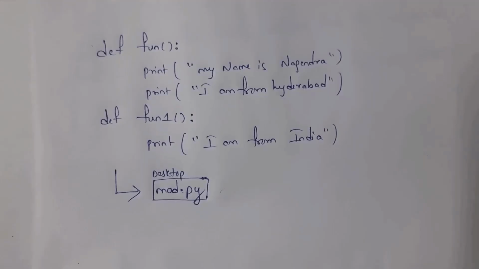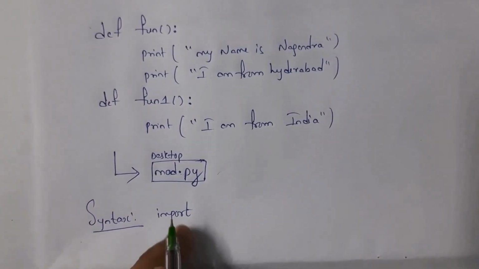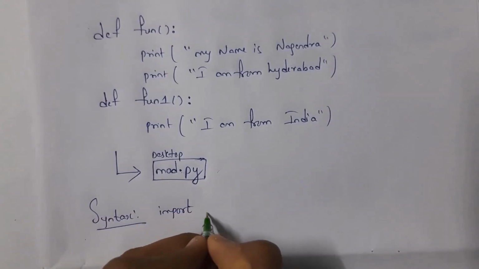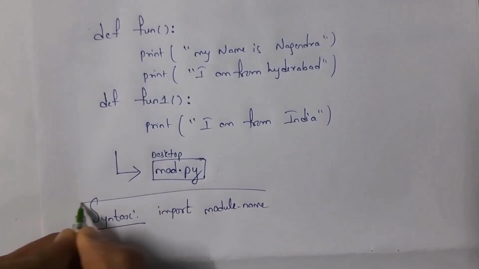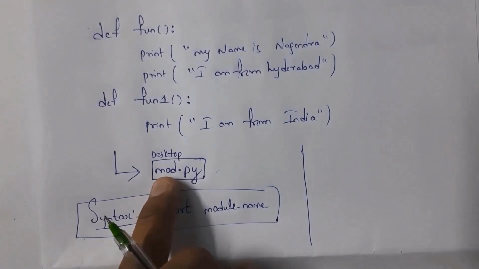After creating a module, we need to import it. By using the import keyword, you can import any module. This is the syntax: write the import keyword and then write the module name. So this is my file. I created this file in the desktop location with the name mod.py.